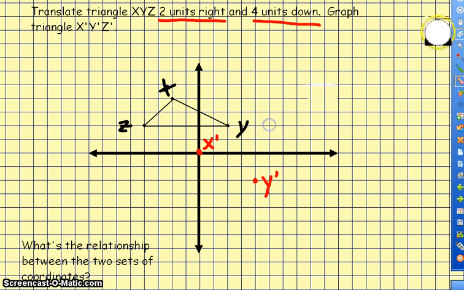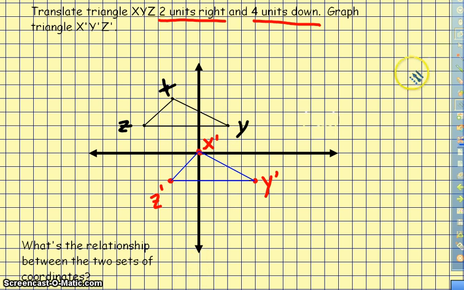Didn't mean to draw that, it was an accident. And then I have Z, 2 units to the right, 1 and 2, 4 units down, 1, 2, 3, and 4. This is Z prime. Okay, so I am going to once again connect my dots. It should still look like a triangle. It should still be the same size. This time I've just moved it 2 units to the right and then 4 units down.